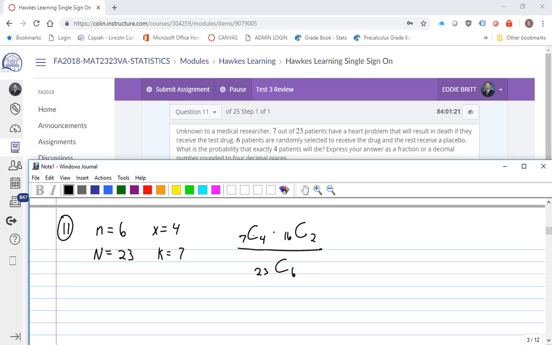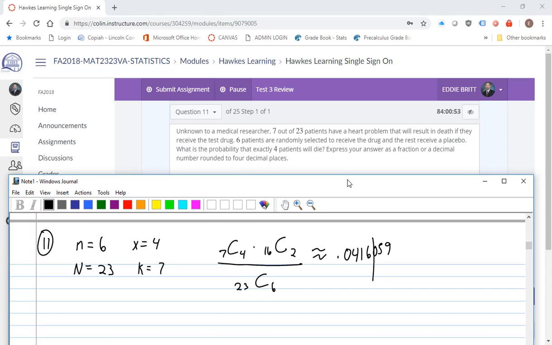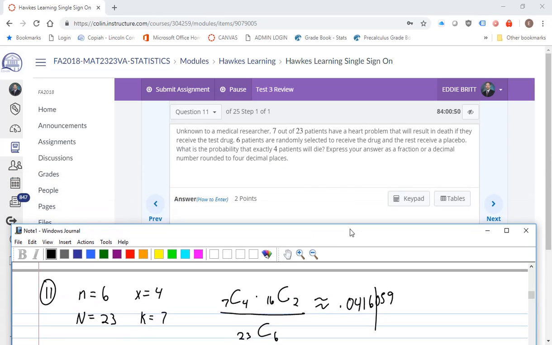So you either work this out by hand, doing the combinations, or plug it in a calculator, write everything down, divide it out, and you should get about 0.041605, and so on and so forth. So if we round that to 4 places, if that's what it says, a decimal rounded to 4 places, that's going to be 0.0416.